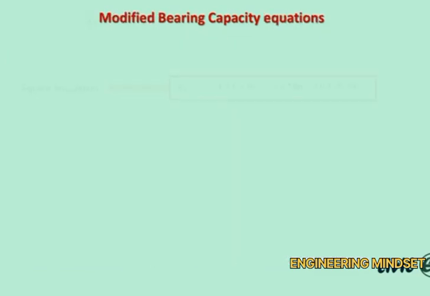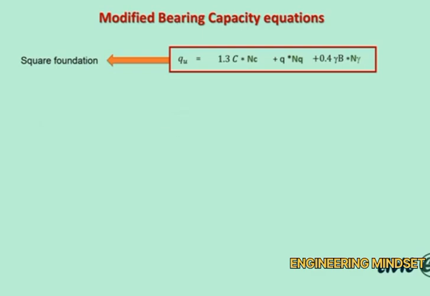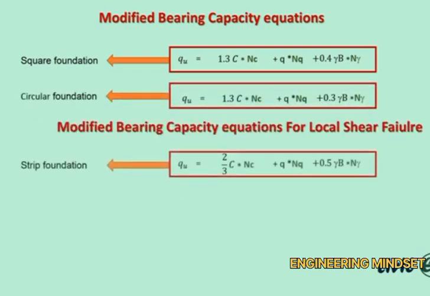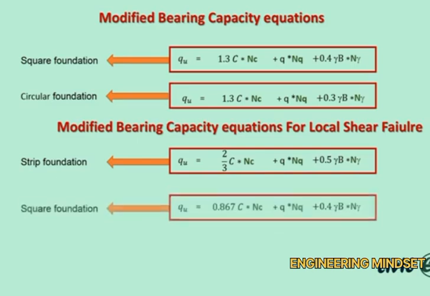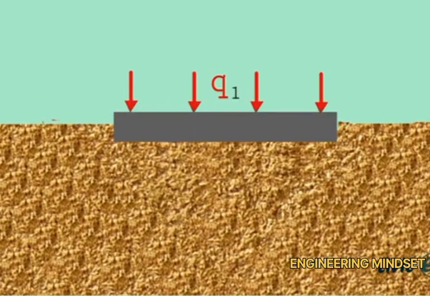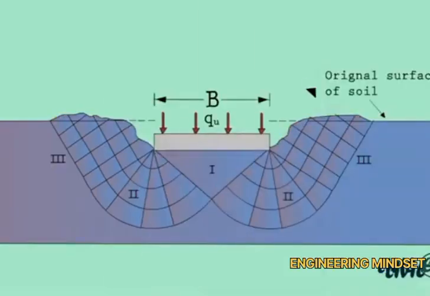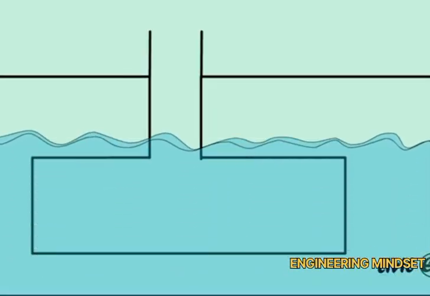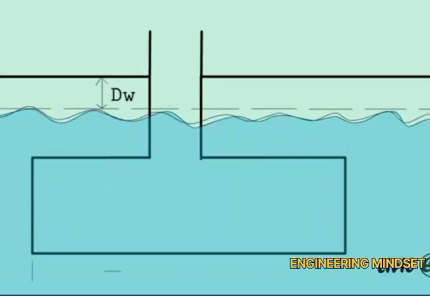Terzaghi's theory has been expanded by many scientists to be applicable to circular and square footings. Also, some modification has been applied to the equation to make it suitable for local shear failure. If you want to know the difference between the failure modes, you can watch this video. In the next video, we will talk about the effects of the groundwater table on the bearing capacity.